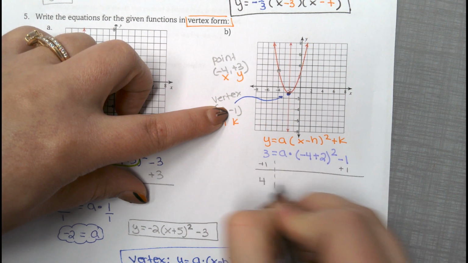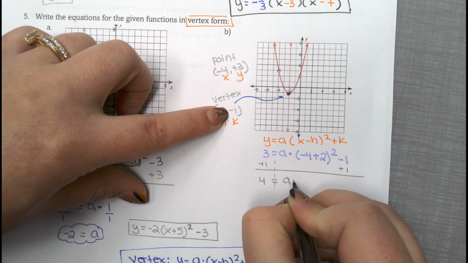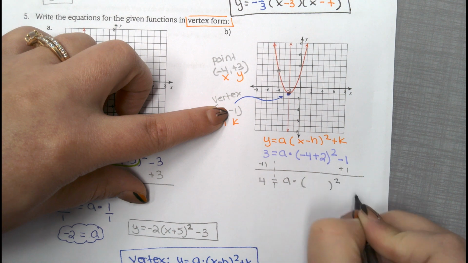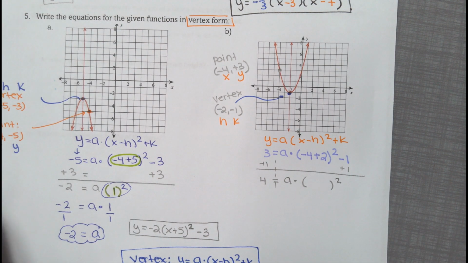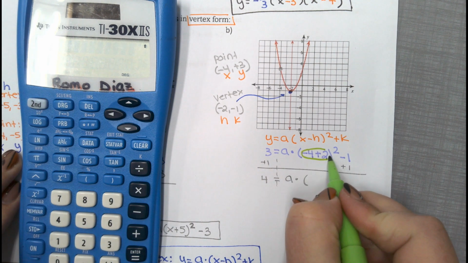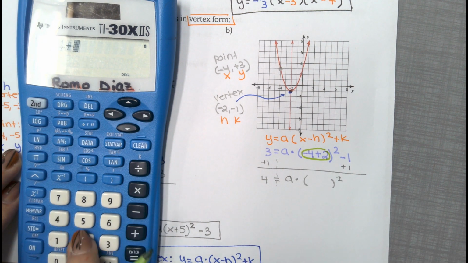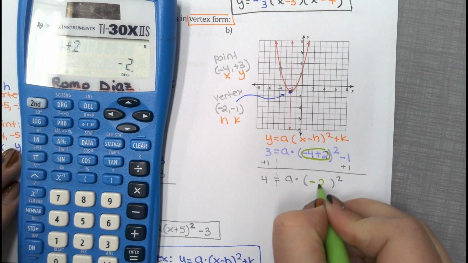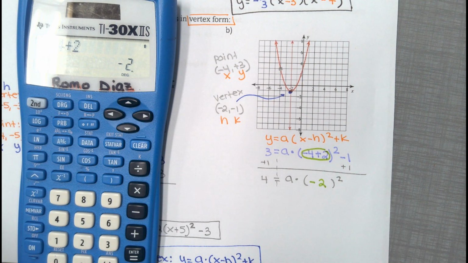So we get 4 equals, we got A times. If you need a calculator for this part, that's fine. Just make sure you evaluate first only the inside. So we got -4 plus 2, which is a -2. Then you want to square it.